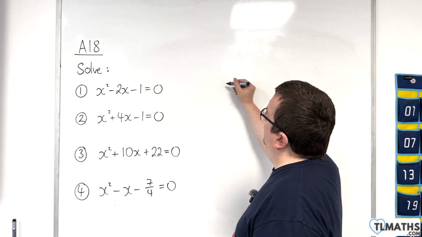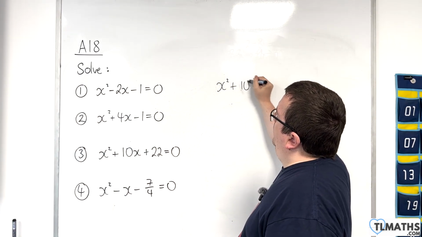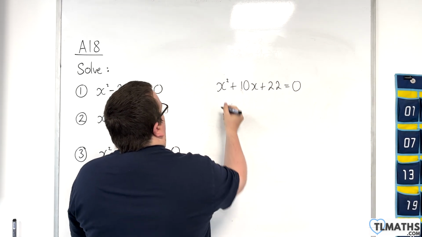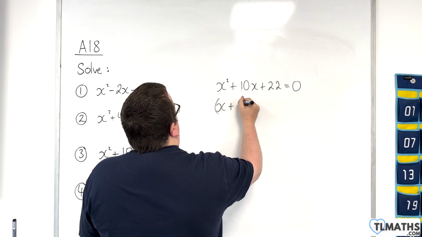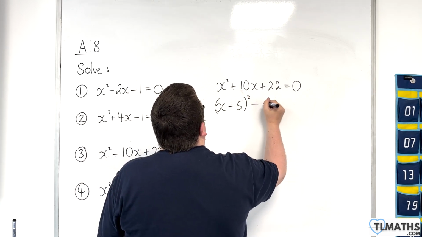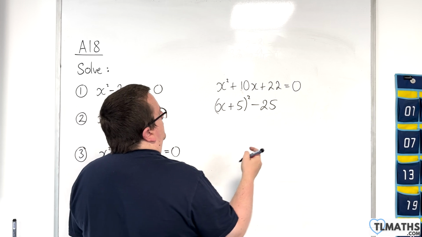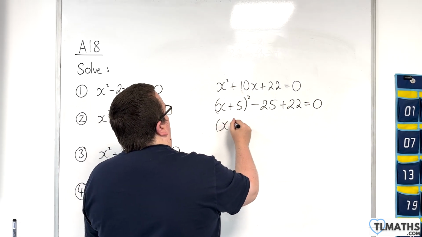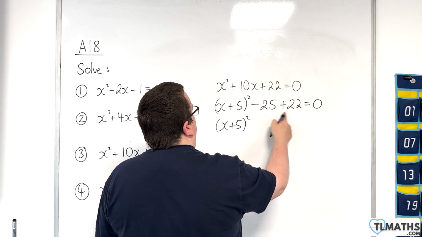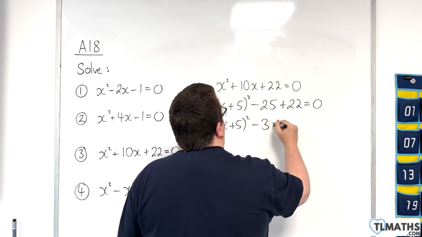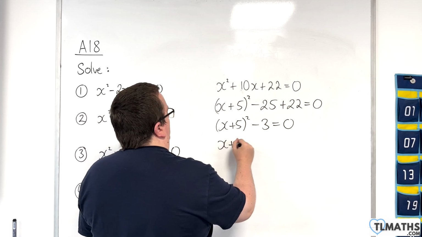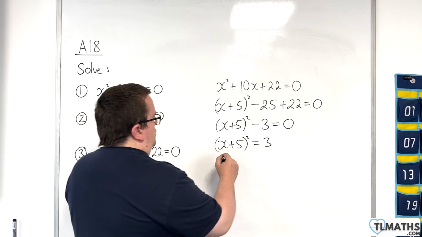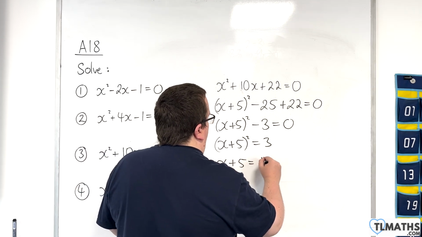Number 3, x squared plus 10x plus 22 is equal to 0. So complete the square, we're going to get x plus 5 squared, take away 5 squared, plus the 22 is equal to 0. So x plus 5 squared minus 25 plus 22 is minus 3. So add the 3 to both sides. Square root both sides, bring in the plus minus, so plus minus root 3.